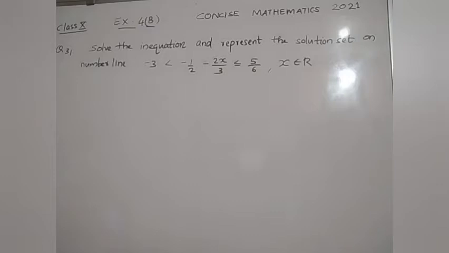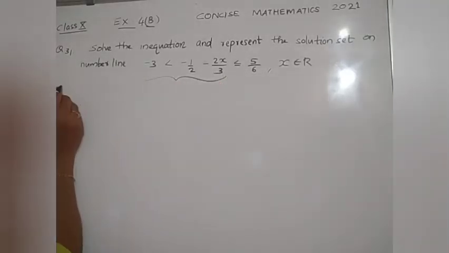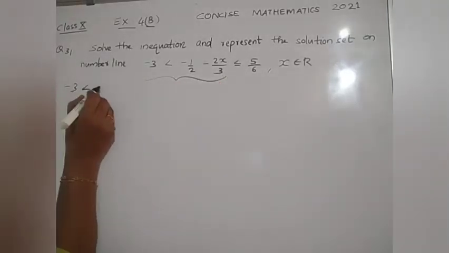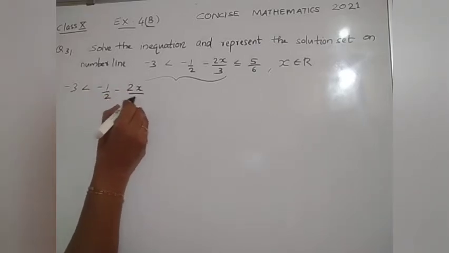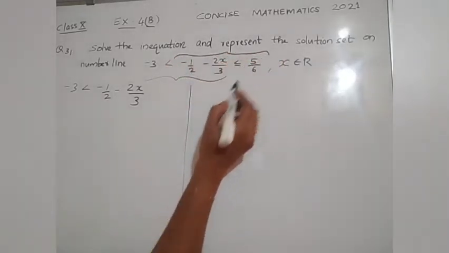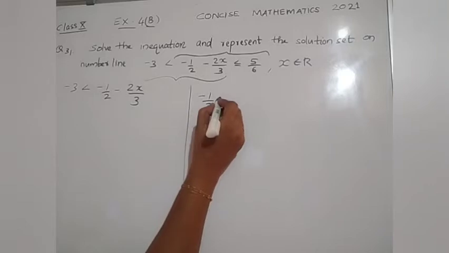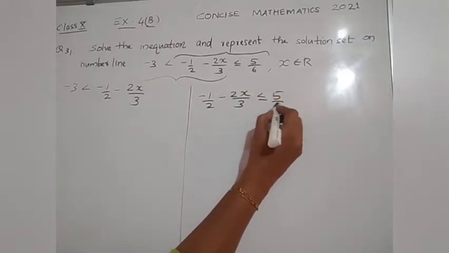Question 31. Solve the inequation and represent the solution set on the number line: minus 3 less than minus half minus 2x by 3 less than or equal to 5 by 6. Let us write it in split form: minus 3 less than minus half minus 2x by 3, and minus half minus 2x by 3 less than or equal to 5 by 6.